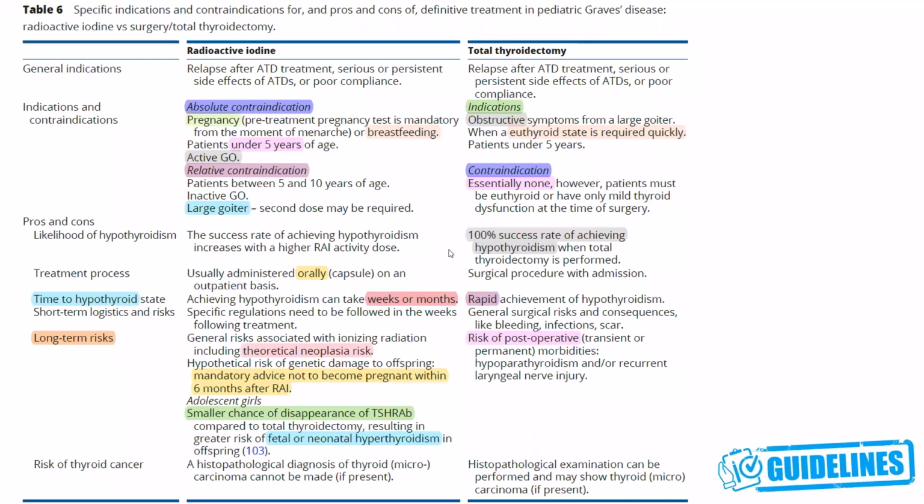Okay, another question. If the ultrasound features toxic multinodular goiter, do we need to assess TRAb during pregnancy or not?